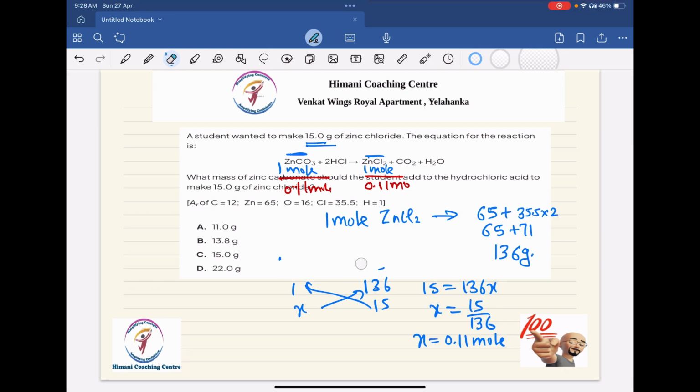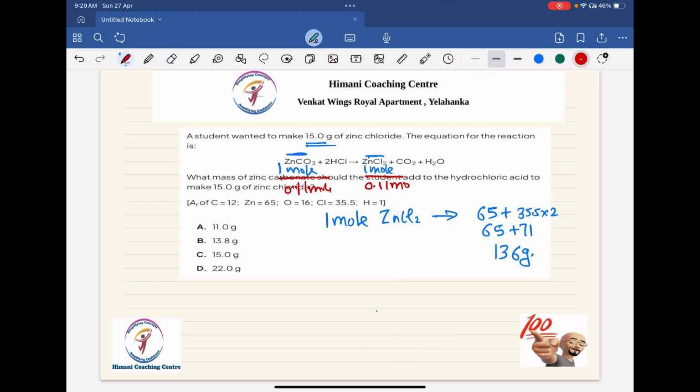So now what will we do? Let us find the mass of 1 mole of ZnCO3. So 1 mole of ZnCO3 should weigh what? 65 plus 12 plus 48. Okay. So 48 plus 12 is 60 and 65 is 125. That is 1 mole of ZnCO3.